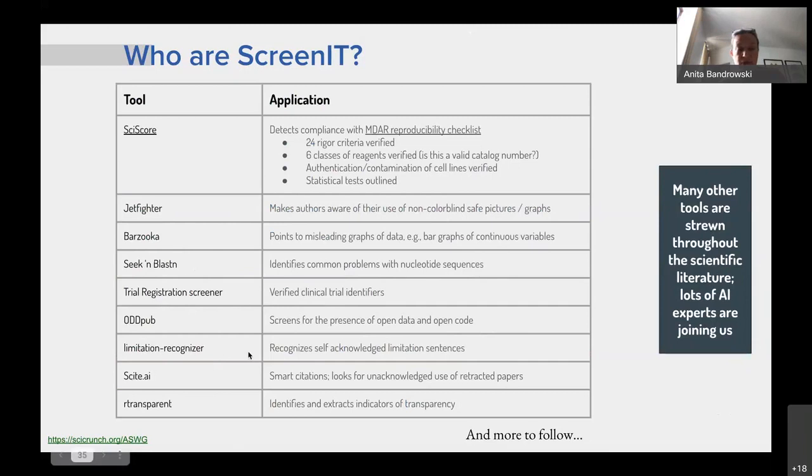The limitation recognizer actually recognizes and pulls out the self-acknowledged limitation sentences. So some journals ask for this, others don't. It's an important part of rigor and reproducibility.